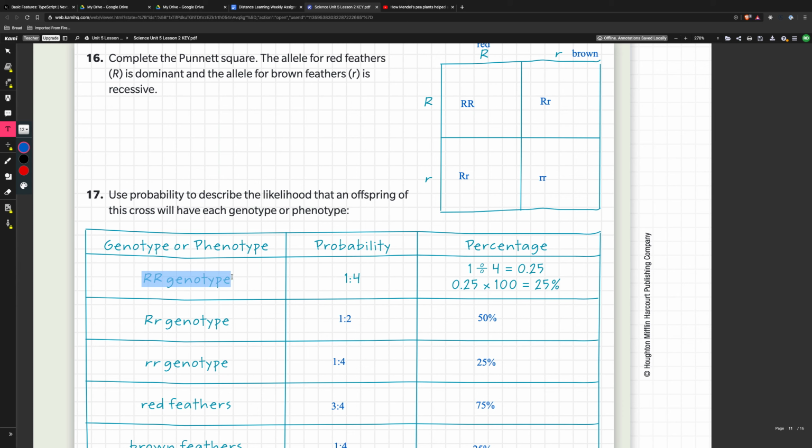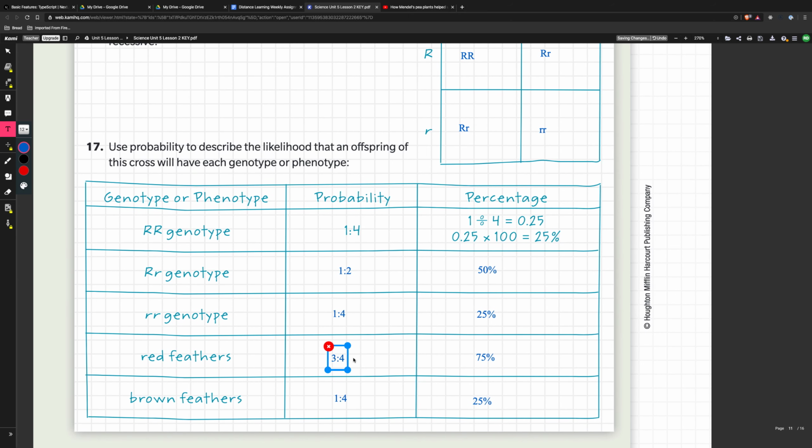So how many RRs are there? There is one. There's four total options, but RR is only one out of the four. So that's a 25% chance. A capital R, lowercase r is happening half the time, because it has one capital and one lowercase. Remember, that has one dominant and one recessive. So that's in 2 out of the 4 total things. That's why I wrote 1 to 2, because 2 out of 4 reduces to 1 out of 2. And then the lowercase rr is 1 out of the 4. Sorry, I keep saying RR.